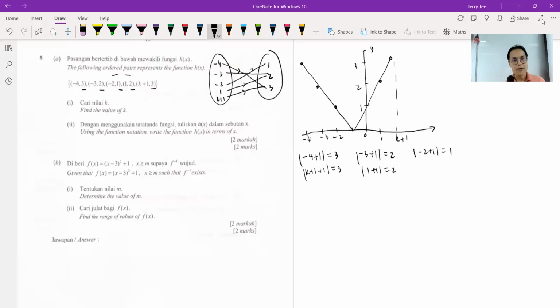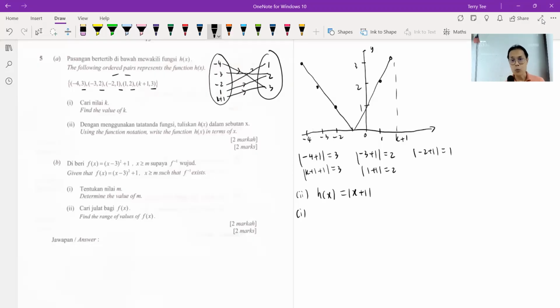So we know the function, maybe I can write part B first, Roman 2: using function notation, write h in terms of x. So I know my h is actually the modulus of x plus 1. Okay, then we go back to Roman 1. Use it. Find the value of k.